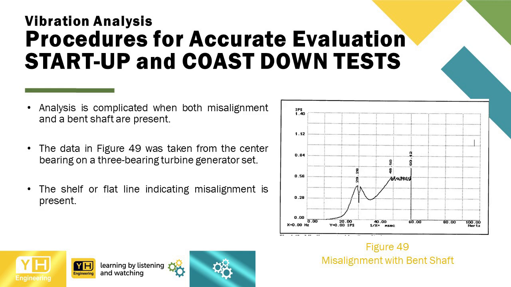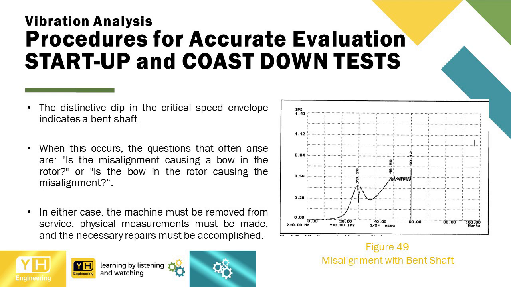Analysis is complicated when both misalignment and a bent shaft are present. The data in Figure 49 was taken from the center bearing on a 3-bearing turbine generator set. The shelf or flat line indicating misalignment is present. The distinctive dip in the critical speed envelope indicates a bent shaft. When this occurs, the questions that often arise are, is the misalignment causing a bow in the rotor, or is the bow in the rotor causing the misalignment?